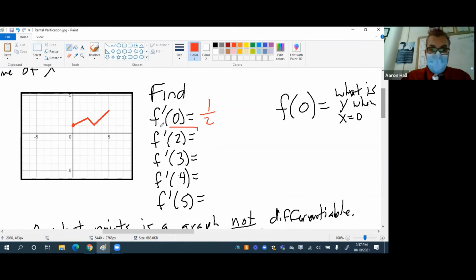All right, so let's look at this one. So what's the answer to this one then? When x is 2, what's my slope?